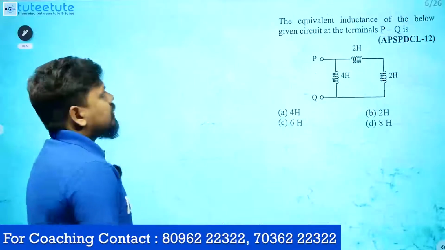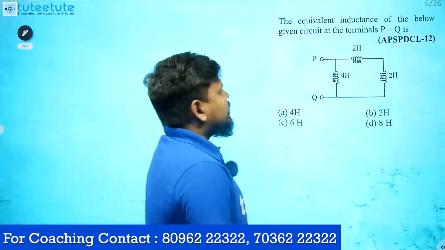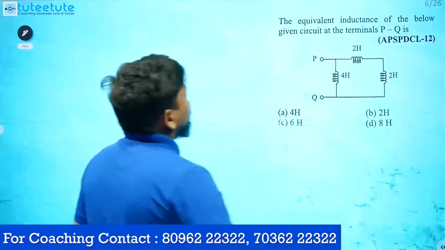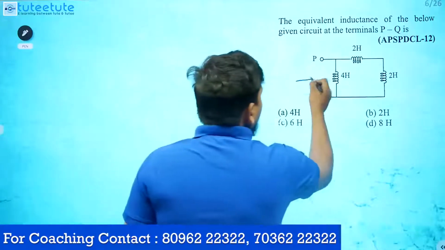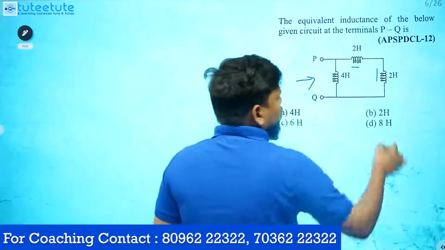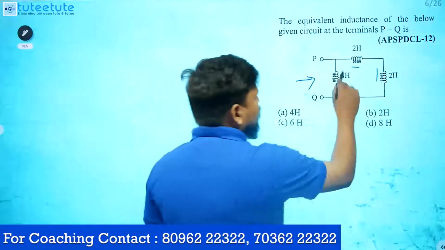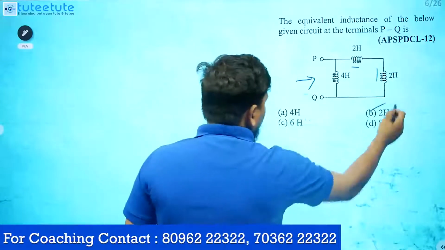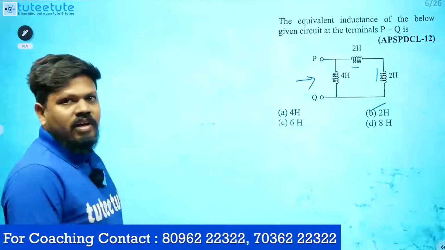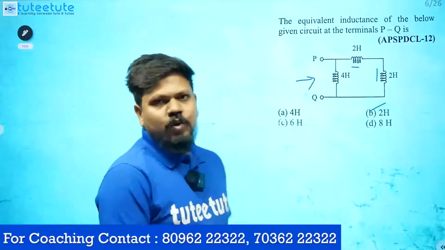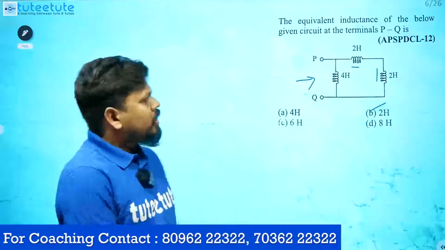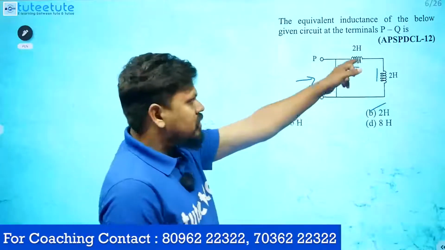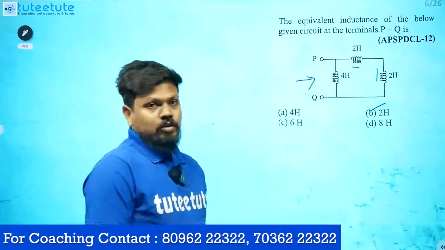Understanding, right? So the next question: the equivalent inductance of the below given circuit at the terminals P and Q. No need to think, directly do it. These two are connected in series, so you get 4 Henry, and this is also 4 Henry. Directly you get 4 in parallel with 4, which is 2. That's it. We have to solve this model of questions within 10 seconds. Definitely 1 or 2 questions will be there. This is also one of the SPDCL questions.